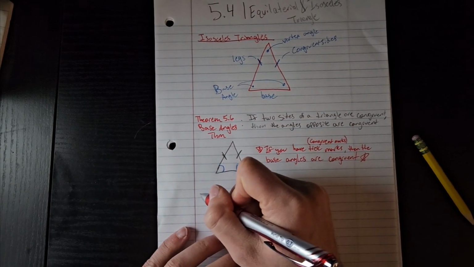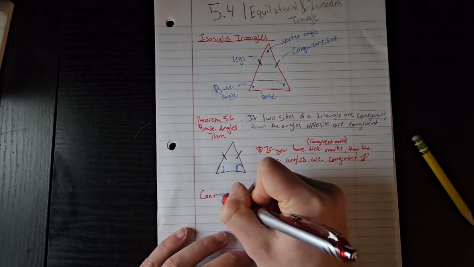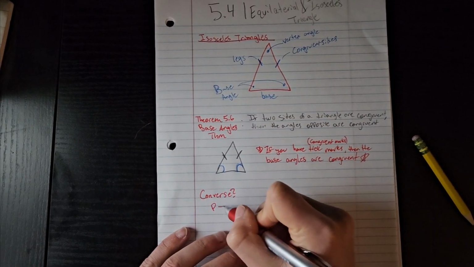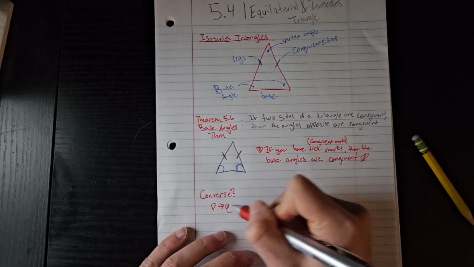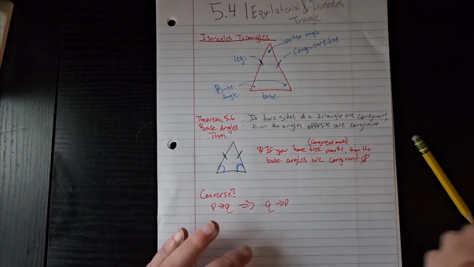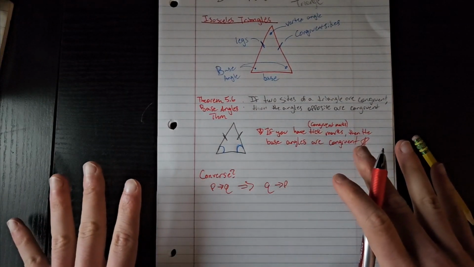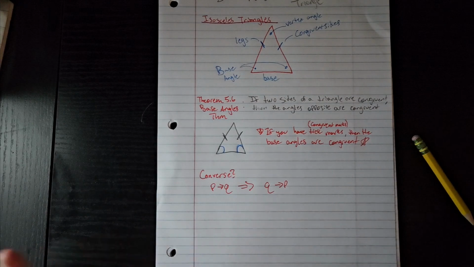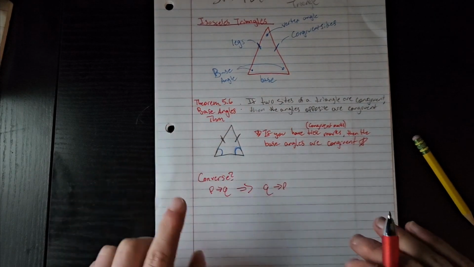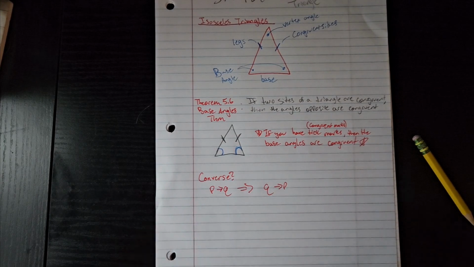And so here's a cool thing. Remember what a converse is? We're going to be using converses. Take a P and Q from a regular statement. It would end up being a Q to P, switching our if and then around. We're going to be having converse statements throughout this lesson. Speaking of, we're going to have a converse of this theorem right here. So that means we're going to be switching our P and Q around.